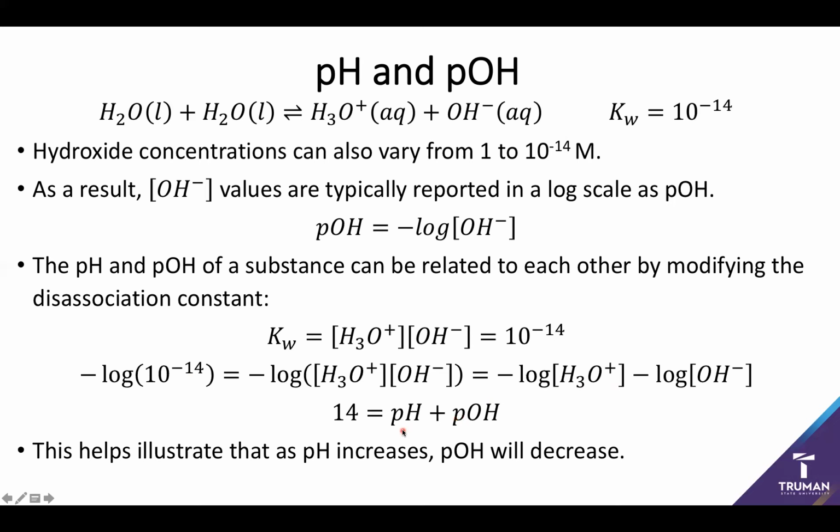So it turns out that pH plus pOH will give you 14 under room temperature conditions. Again, Kw can change with temperature. And one of the things that this does is help illustrate that as the pH increases, so as the system has less protons, the pOH will decrease. In other words, it will gain hydroxide. And so this helps show that relationship in between protons and hydroxide.